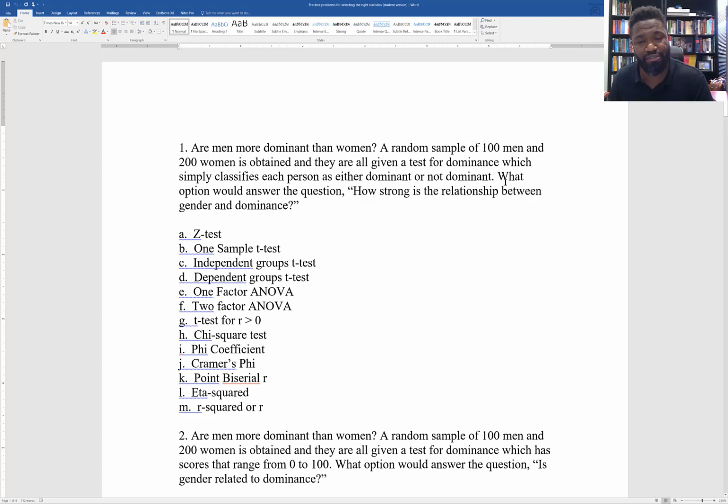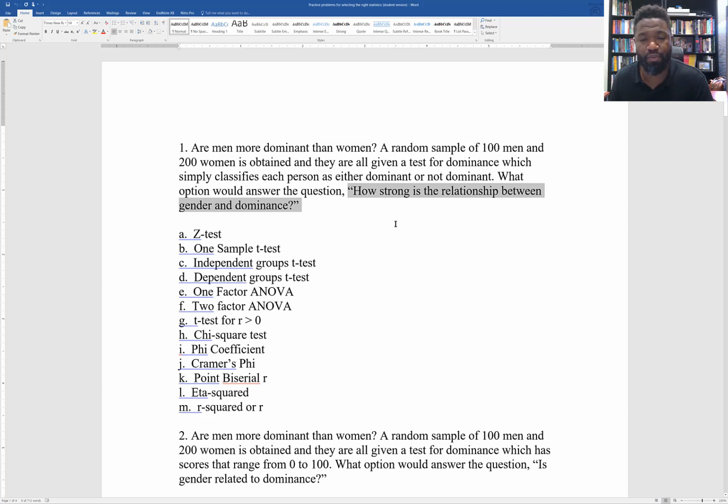The question you need to answer, right? It says, what option would answer the question, how strong is the relationship between gender and dominance? And this is sort of the key part of the question here, okay? You have to say, well, he's asking me how strong that relationship is. So he's not asking me for a test of statistical significance, he's asking me for a measure of effect size, right? And so you know it's going to be one of these things down here. You just have to figure out which one it is, okay?